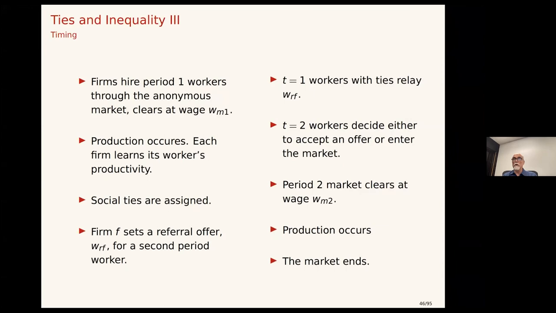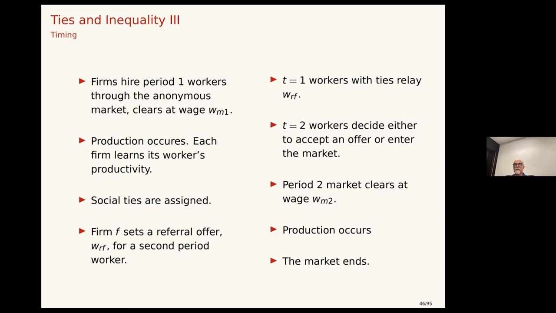Now, it's time for the period two labor market. What a firm can do, and it will do this, is if it has a productive worker, it can make an offer to that worker's friend, okay? And there will be a referral wage, which is going to be W of RF. There's enough symmetry in this model. This is a perfectly competitive model, after all, so that referral wage is going to be the same for anybody who makes a referral. But think about it this way: would you make a referral offer if your worker were unproductive? We will see in equilibrium that you won't do that, okay?